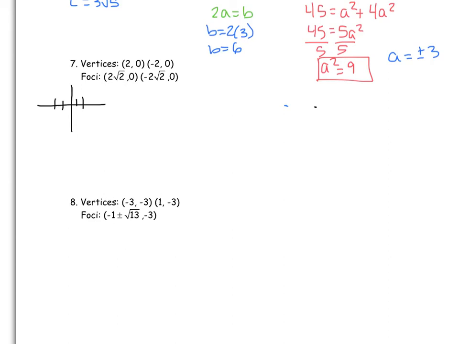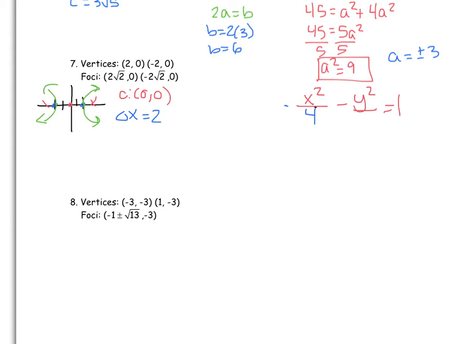So here we go, we've got vertices at 2, 0, and negative 2, 0. So from that, I know that I have a center at 0, 0, and I know that delta x is going to be 2, and I know that this hyperbola is going to open right and left, which means that x has to come first. So far I have an equation that says x squared over something minus y squared over something equals 1, and underneath x I can plug in 2 squared, which is 4. Here's where my foci come into play.